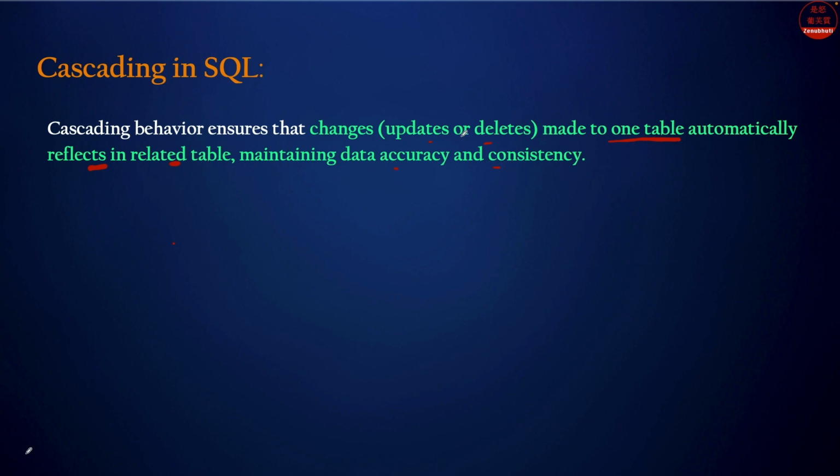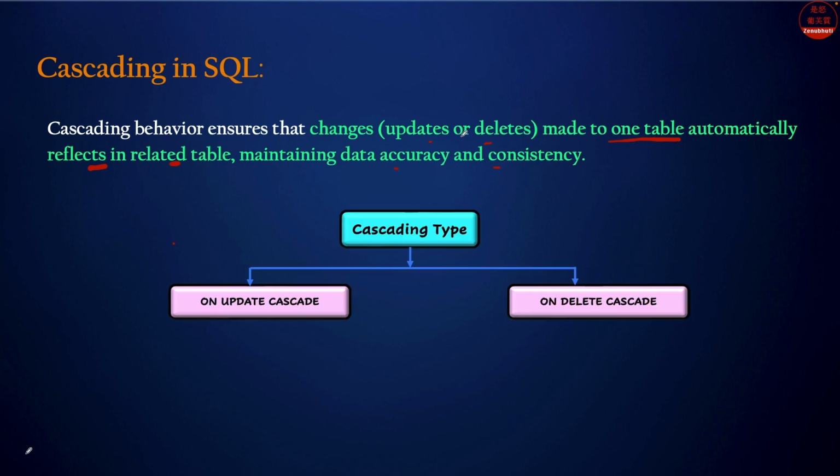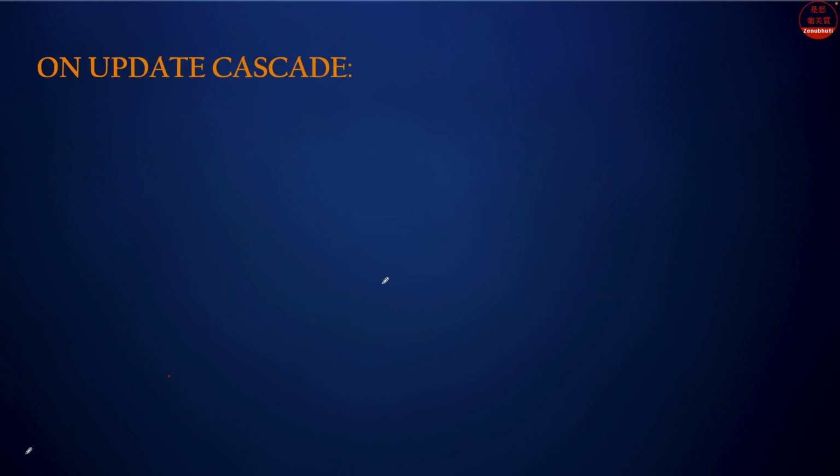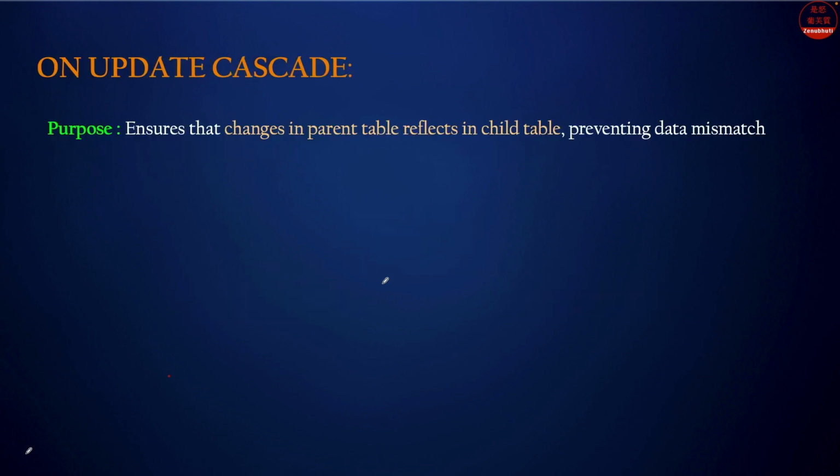There are two operations, and cascading is divided into two types. One is on update cascade and the other one is on delete cascade. Let's try to understand in detail how on update cascade works and how on delete cascade works. On update cascade ensures that changes made in the parent table reflect in the child table, preventing data mismatch.